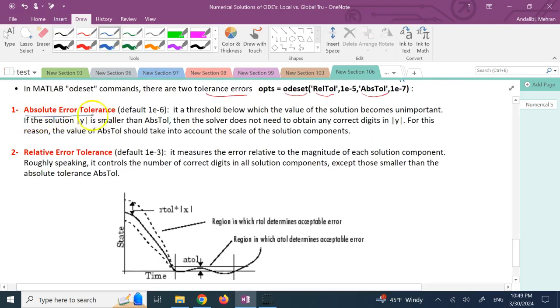So the absolute error tolerance in MATLAB, for which the default is 10 to the negative 6, is a threshold below which the value of the solution becomes unimportant. What does that mean? It means if the magnitude of the solution, absolute value of y, is less than this number, whatever it is, you can change it, then the solver does not need to obtain any correct digit in y.